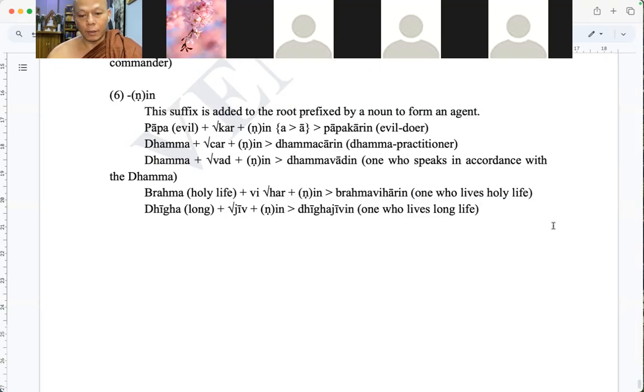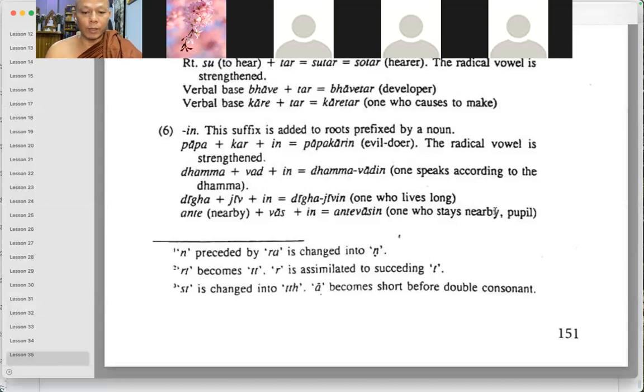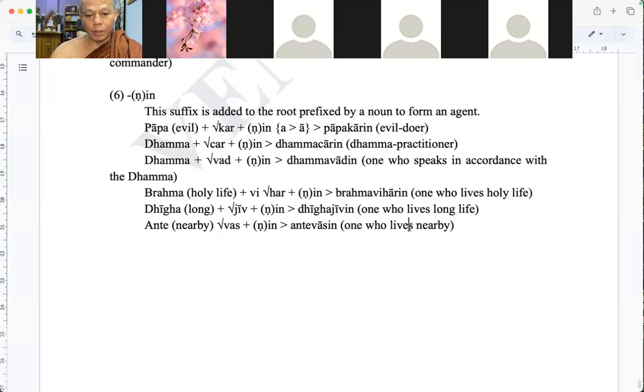Okay. And then the next word is Antevasi. Ante means nearby. The root is vas, and the suffix i. So Antevasi, and here the vowel is changed. Literally, one who lives nearby. But later, an attendant or something like that, a pupil, attendant, follower, something this way. One who stays nearby, one who lives nearby. But later, a disciple or a pupil.